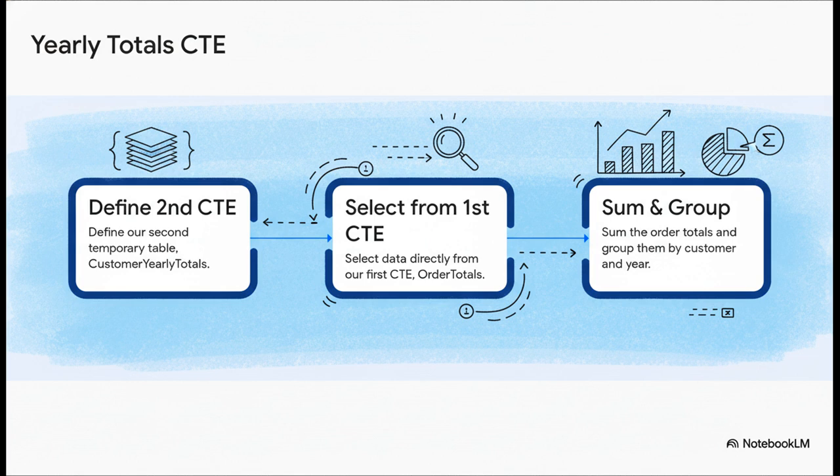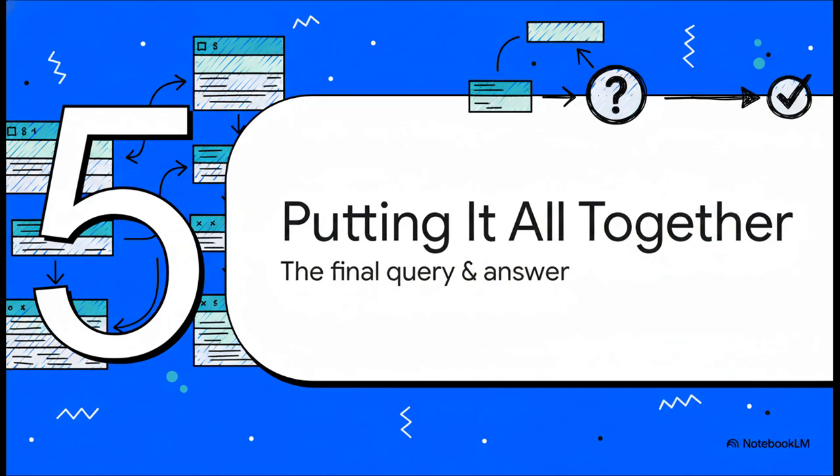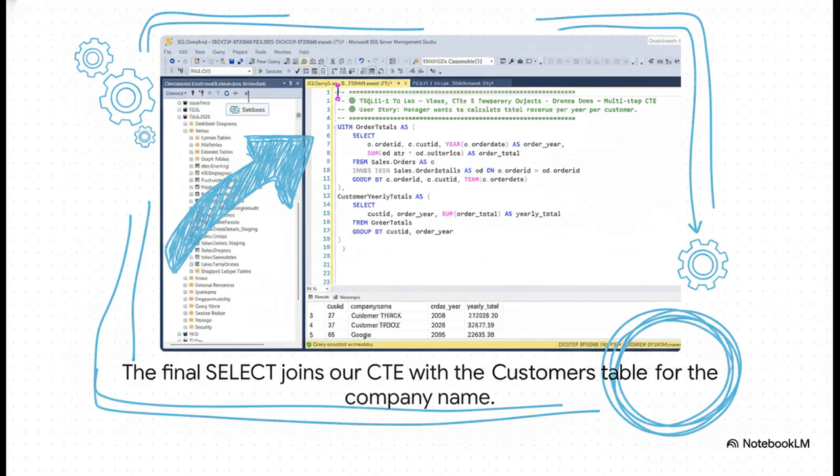It's beautifully simple. So, we've prepped all our ingredients. We have our yearly totals for each customer all ready to go. Now, it's time to assemble the final dish and get that answer for our manager. And just look at how clean this is. The final part of the query is incredibly simple. All it does is take our fully prepared customer yearly totals table and join it with the customers table one last time. And why? Just to pull in the company name. That's it. All the hard work is already done.